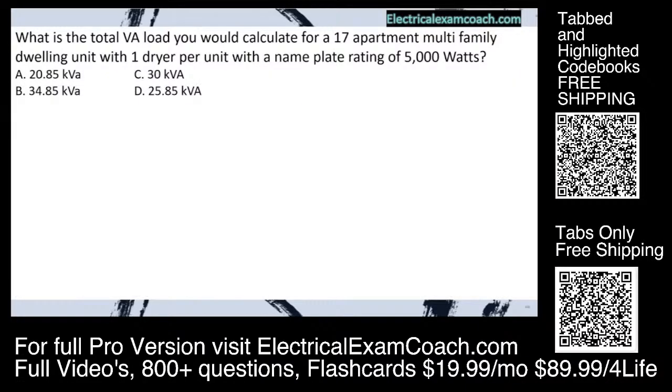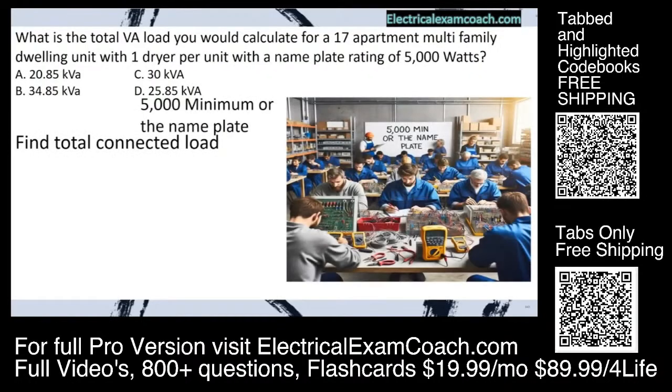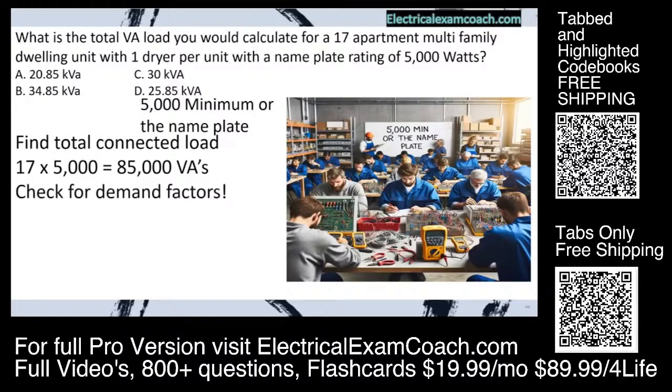What is the total VA load you would calculate for a 17 apartment multifamily dwelling unit with one dryer per unit and a nameplate rating of 5,000 watts? First, we're going to find our total connected load. We're going to use 5,000 minimum or the nameplate, whichever is larger. We take our 17 units, multiplied by 5,000 each, and that gives us 85,000 VAs. Now, let's check for demand factors.